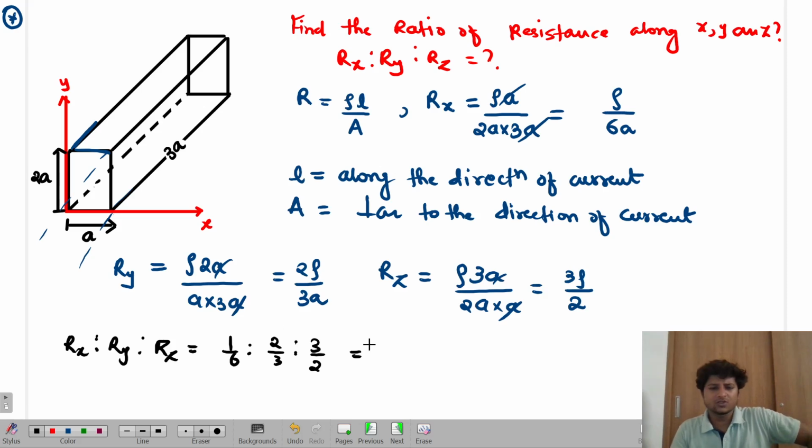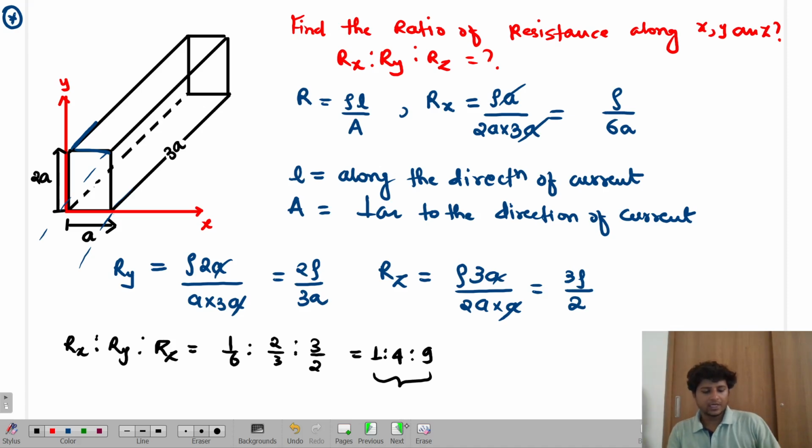It will be almost 1 is to 4 is to 9. Yes. It will be 1 is to 4 is to 9. 3 2 is 6, 3 3 is 9, isn't it? And 2 2 is 4. So this becomes 1 is to 4 is to 9. Are you able to get me or not? Okay, chalo. Can I move ahead?